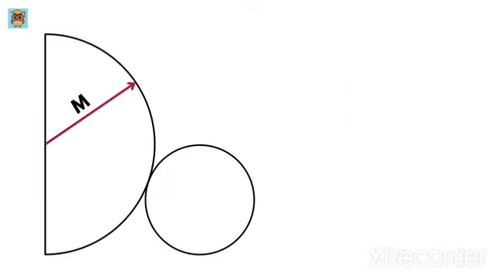Now consider this semicircle and this circle. Connect their centers. So, it will pass through this point of contact, right? Now this piece is the same as the radius of this semicircle, which is m, and this is the radius of this circle, which is r. So this whole length will be m plus r.